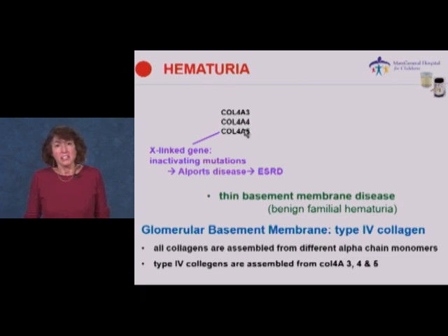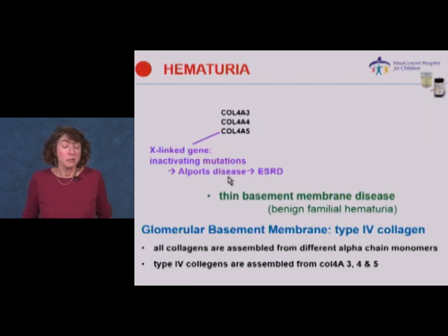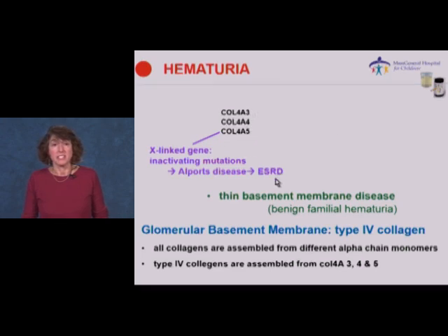Col4A5 is encoded by a gene on the X chromosome, and so you only have one copy if you're a boy. And if it's an inactivating mutation, then you have something called Alport's disease, which is a progressive glomerulopathy that winds up with kidney failure and end-stage renal disease, and you need transplant.